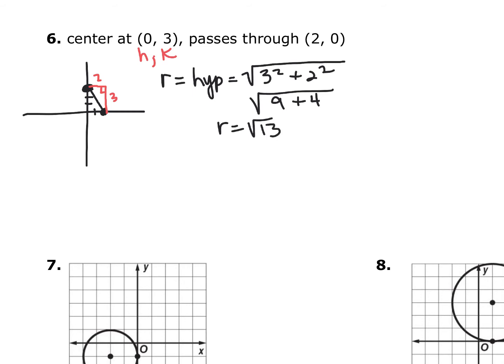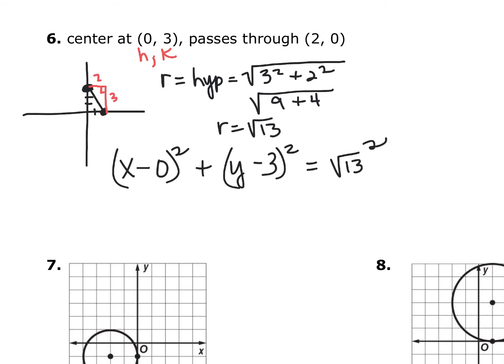So now I can substitute it into my formula. X minus h, which is 0, square that, plus y minus 3, square that, and then I have the square root of 13 squared. And then I simplify out my 0: x squared plus y minus 3 quantity squared, and the square root of 13 squared is just 13.